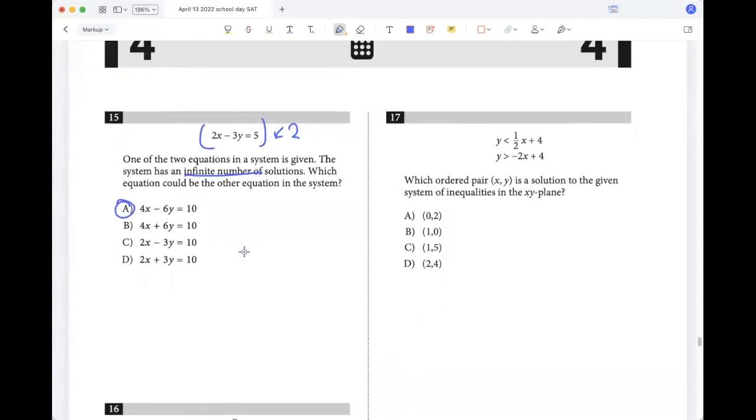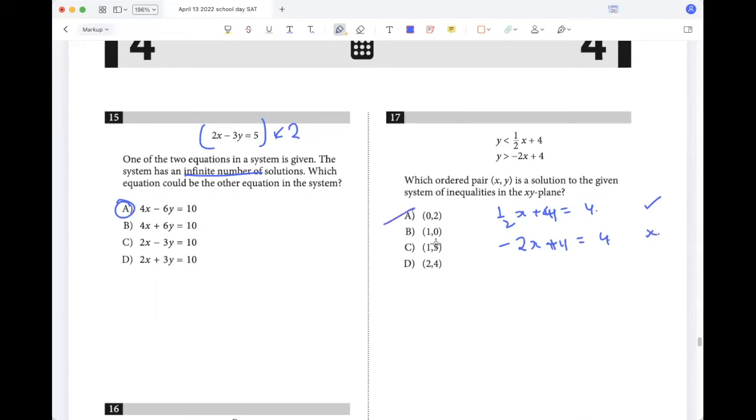Which ordered pair is a solution to the given system of inequalities? So let's work with the first one. What is half x plus 4? That is 4 and 2 is less than 4. So yeah, the first is satisfied. And what is minus 2x plus 4? That's also 4 and 2 is not greater. So first is out.